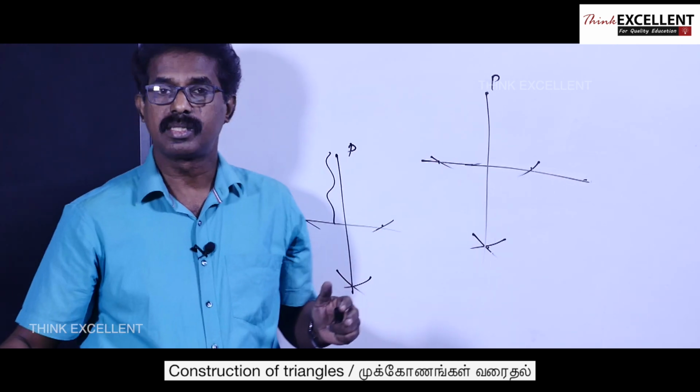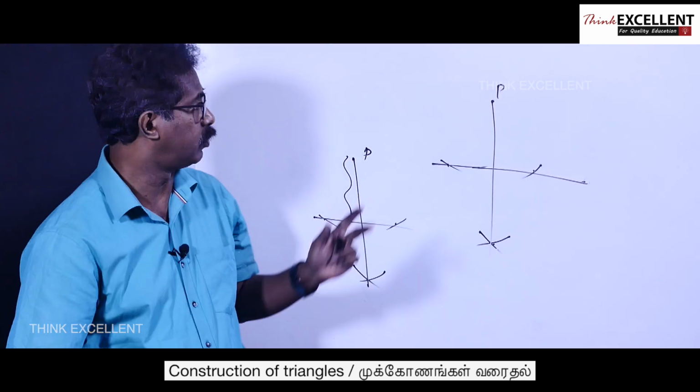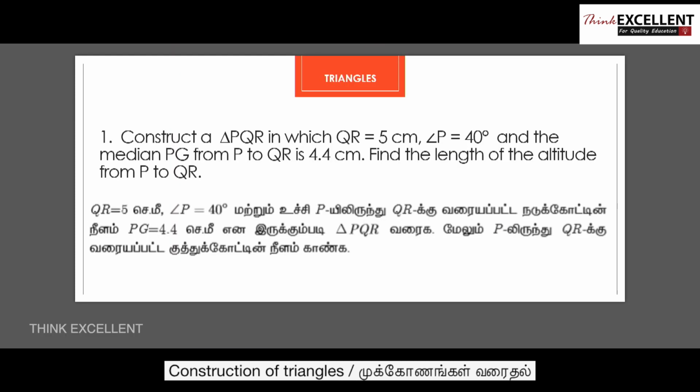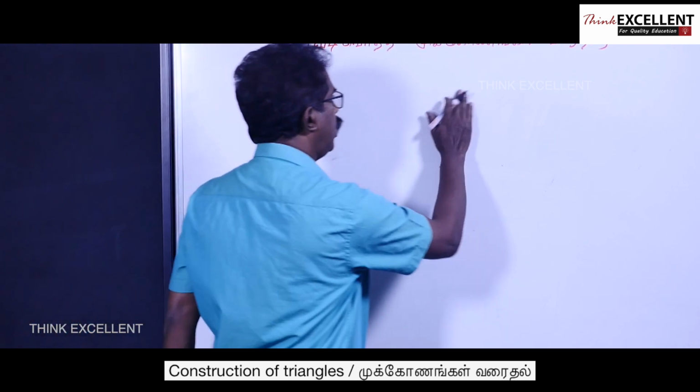I think with these ideas, we can do sums. We can do a few sums. See the first question. Construct a triangle PQR in which QR equals 5 centimeters, angle P is 40 degrees, and the median PG from P to QR is 4.4. Some extra thing they asked: find the length of the altitude from P to QR. So read the question very carefully. That's very important. Read the question very carefully. First step, you must draw a rough diagram.